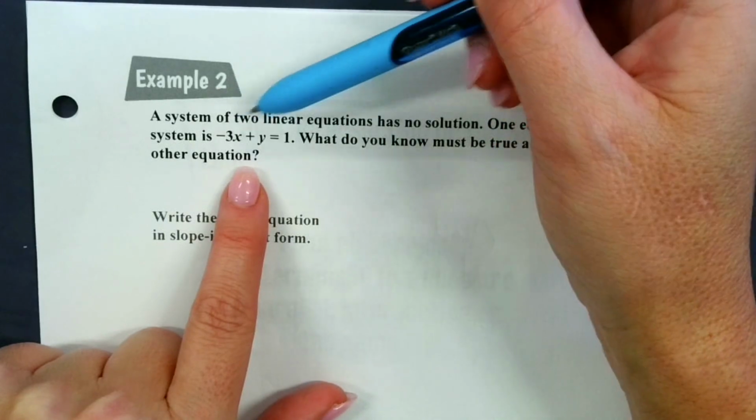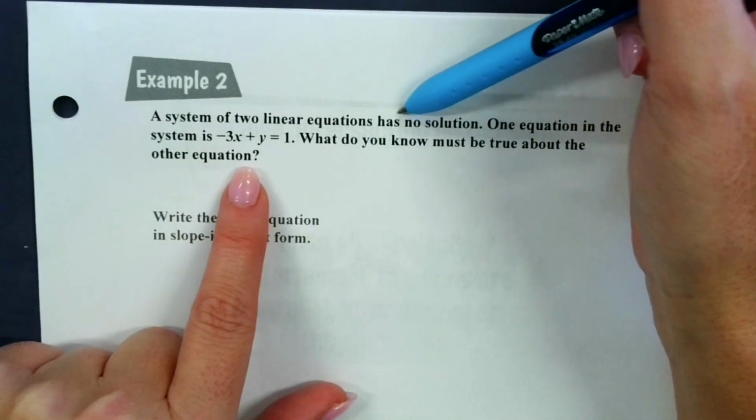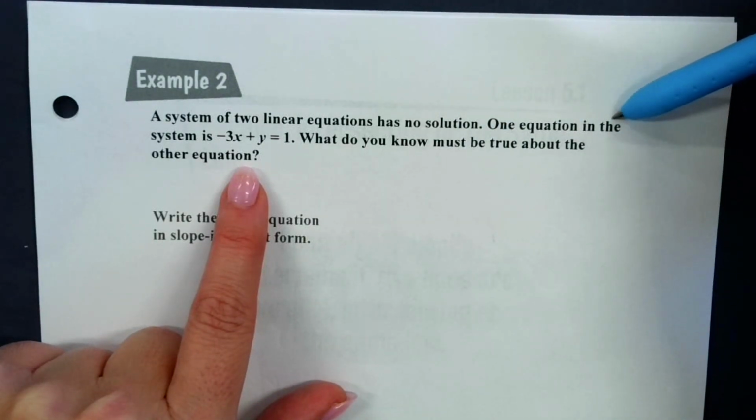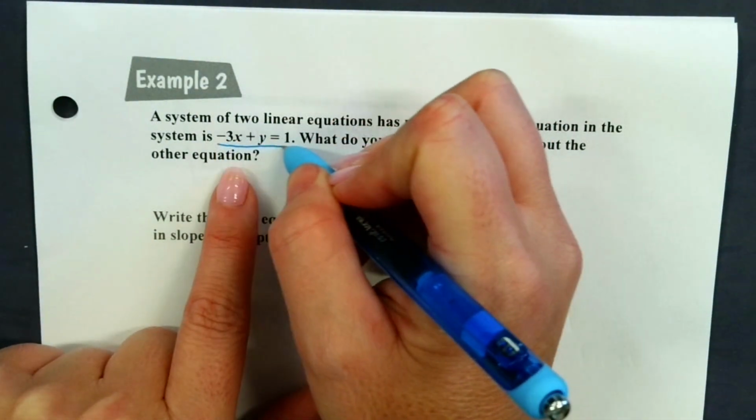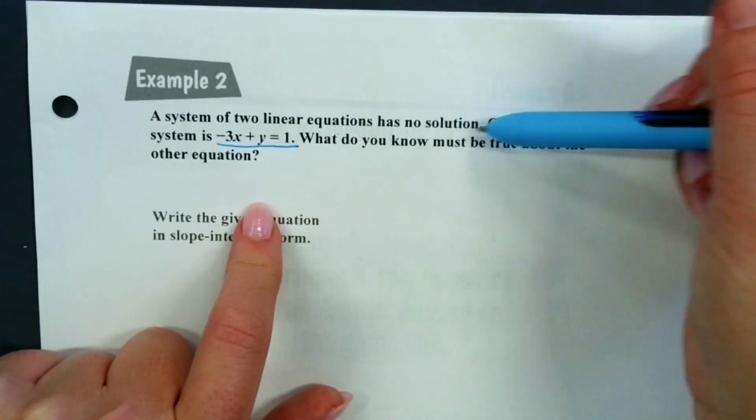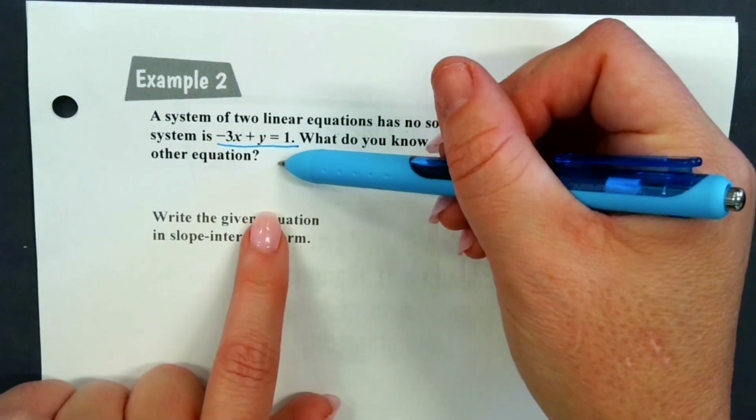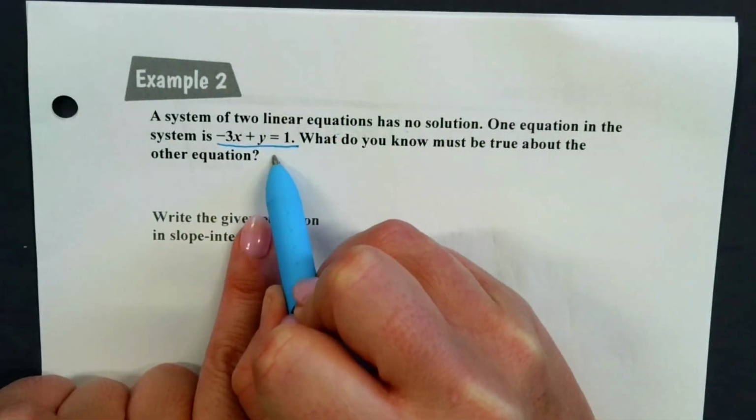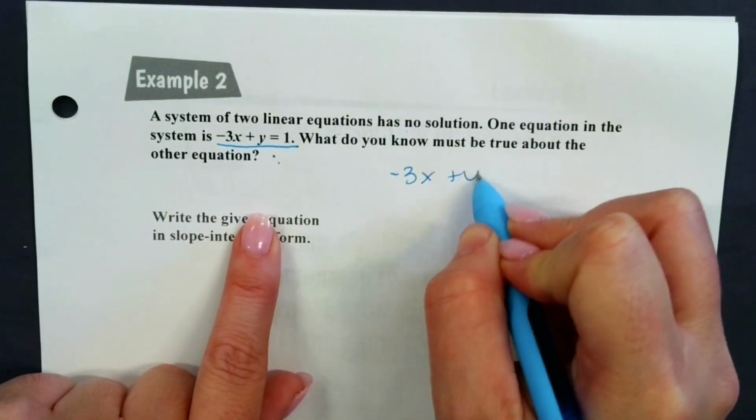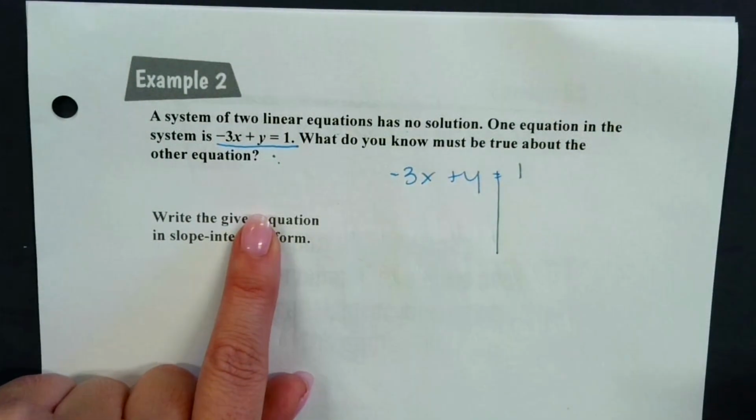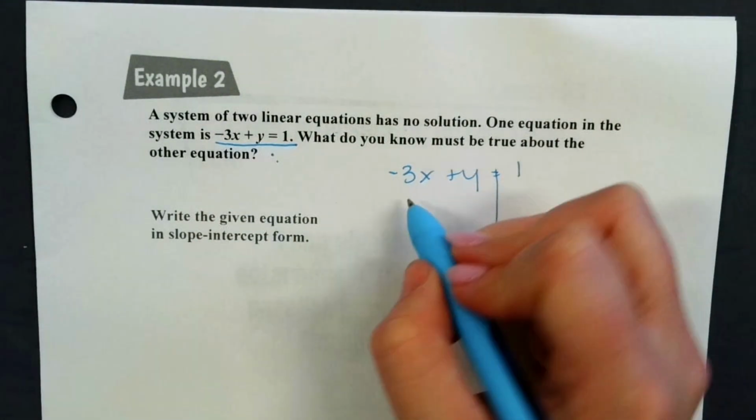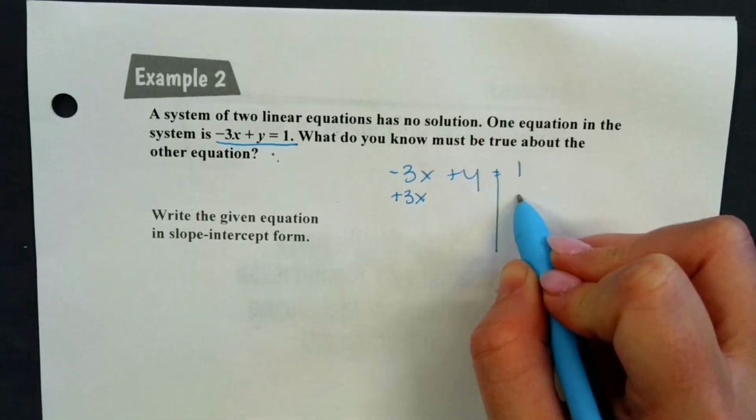A system of two linear equations has no solution. One of the equations in the system is negative 3x plus y equals 1. What do you know must be true about the other equation? First of all, is this in slope-intercept form? No. Nope, let's get it there. I'm going to go ahead and add 3x.